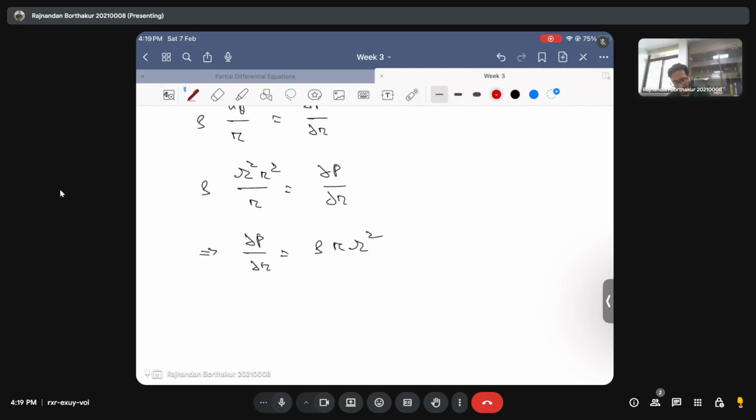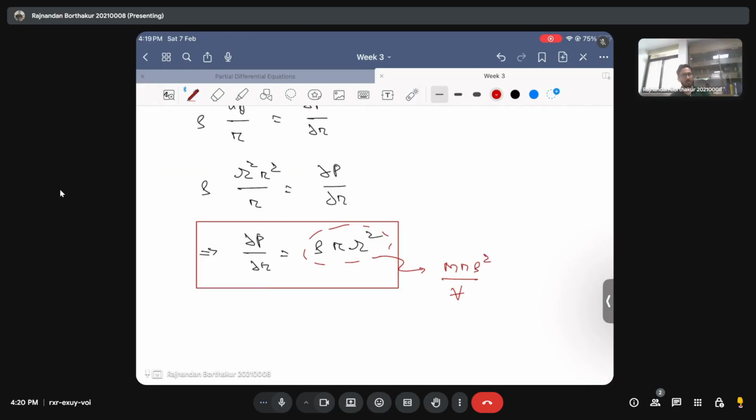Okay, can you tell me, more importantly on the right hand side, can you identify this term rho r omega squared? If you take a closer look, this is nothing but m, the mass of the fluid, times r omega squared divided by the volume. Or in other words, this is nothing but the centripetal force per unit volume. That's exactly what we get, right?